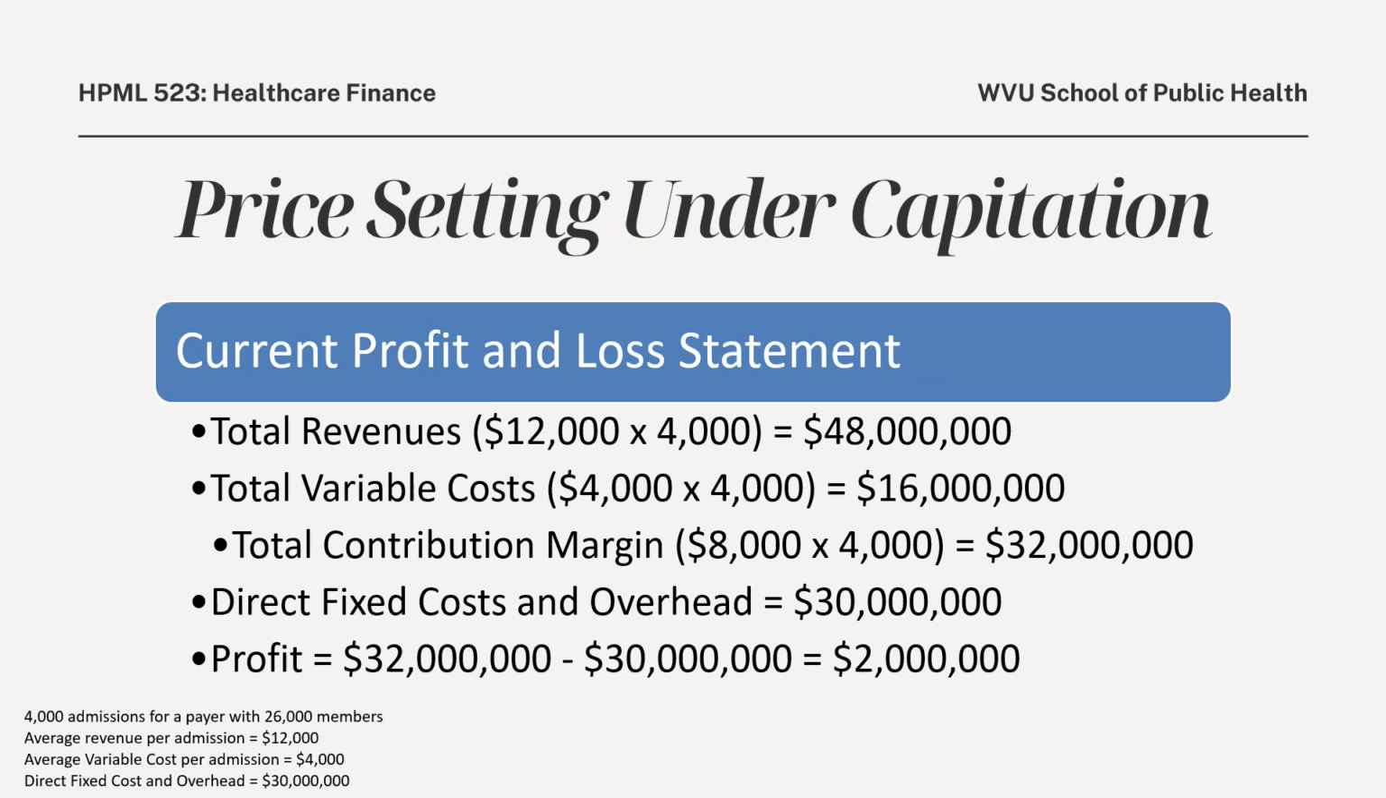When you're finding your total revenue, you'll multiply the 12,000 by the 4,000 to get $48 million. The total variable cost is the $4,000 times the 4,000 admissions for a total of $16 million. You'll find that your contribution margin is 48 million minus 16 million, which is 32 million. Your direct fixed costs and overhead costs will remain the same at 30 million, for a profit of $2 million.